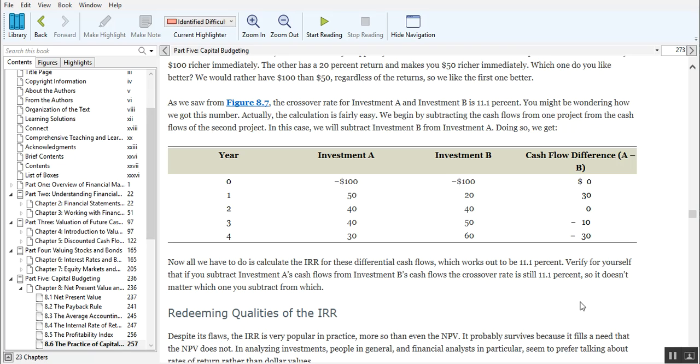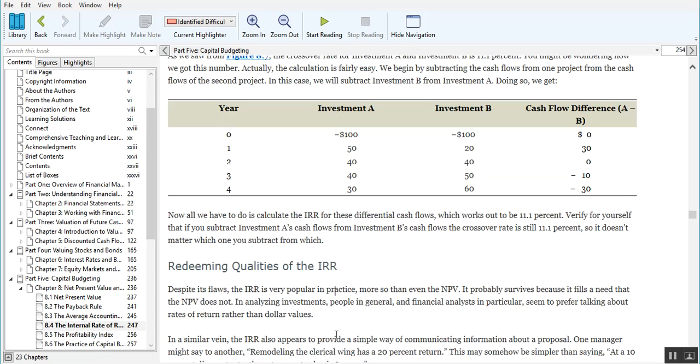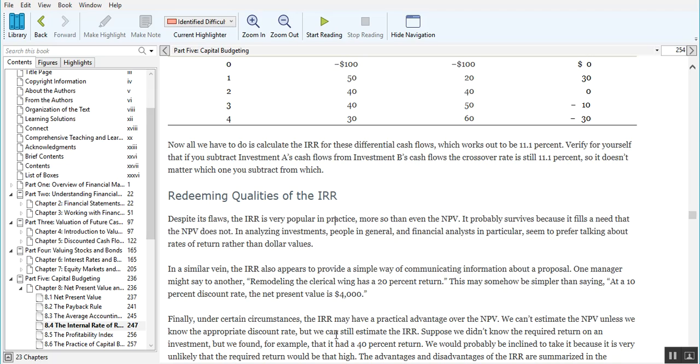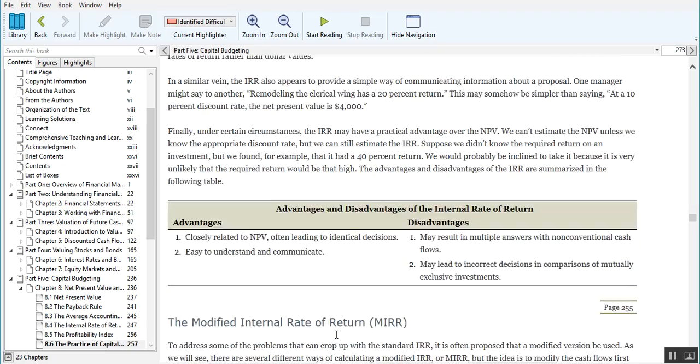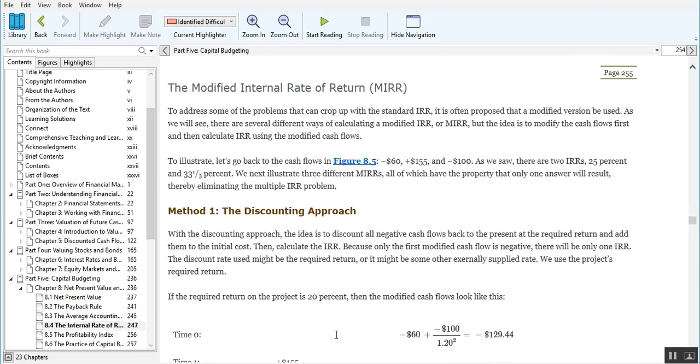There are some things with internal rate of return that are redeeming, and it's very popular. It survives because it fulfills this need, basically. When you look at investing decisions, rates of return are more widely used rather than talking about net present value. There's also a modified rate of return, and it addresses some of the problems that come up with a standard rate of return.